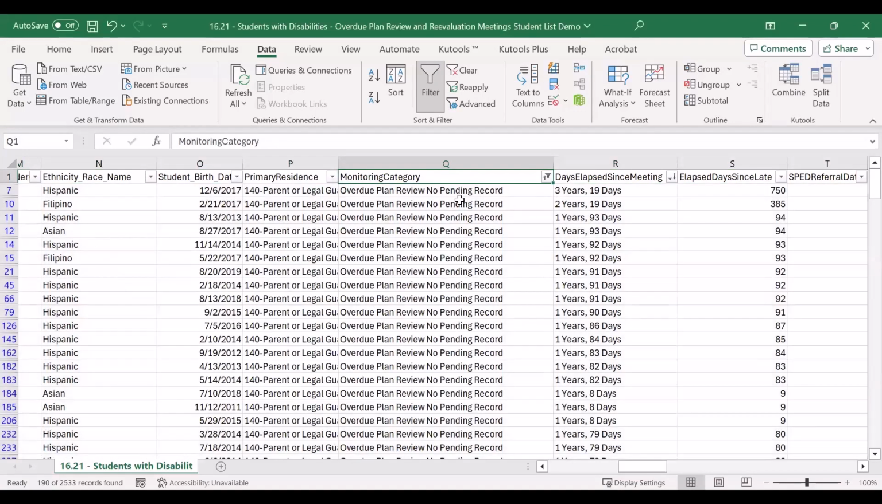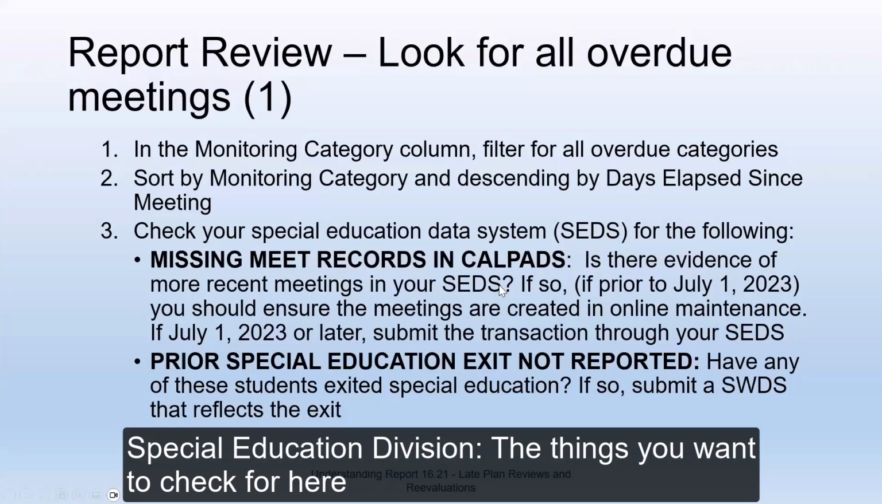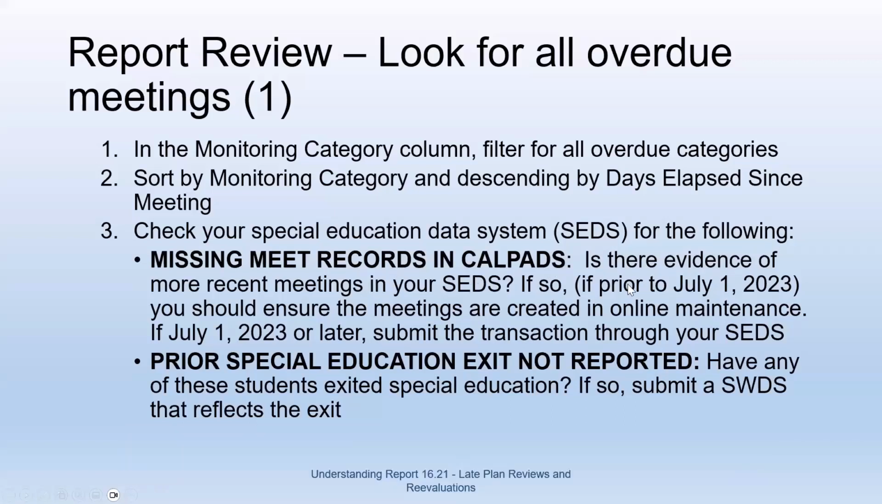So this shows me, in this case, my oldest overdue plan review with no pending record. Okay, so it means the most recent record in there is 3 years old, and this is for an annual plan review. So there's something going on with this particular student. Okay, so the things that you want to check for, I'm just going to toggle back to my PowerPoint here. The things you want to check for here are missing records in CALPADS, missing meeting records in CALPADS.